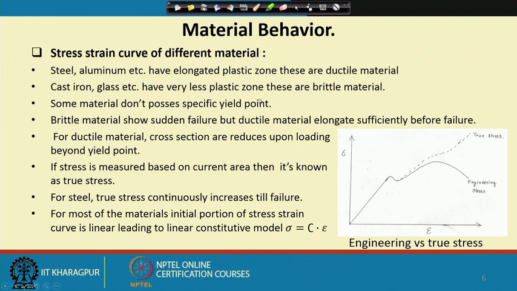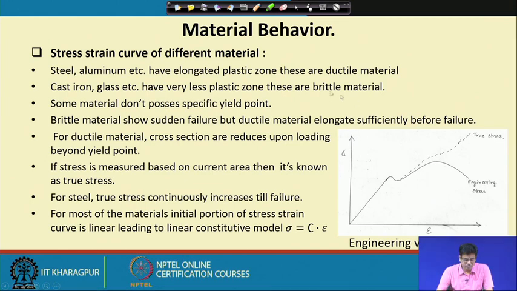In case of other materials we may not observe a yield point. So brittle material shows sudden failure, but ductile material elongates sufficiently before failure. This is well understood from concrete, which is a brittle material, so it fails suddenly. That is why we don't prefer concrete in several structures. For ductile material, cross sections are reduced upon loading beyond this yield point.